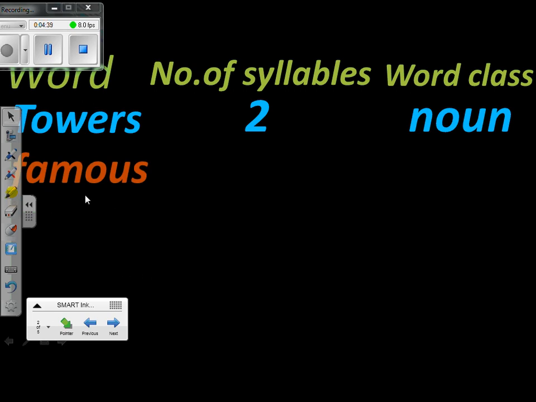Famous. All the class, famous. What is the meaning of famous? Yes. Well known, yes, Omar. Like I would say, he's a very famous football player. Excellent. So famous means well known. He is known by people, or it can be a very famous building as well, right? Famous person or famous thing. How many syllables in famous? Two. And what is the word class?